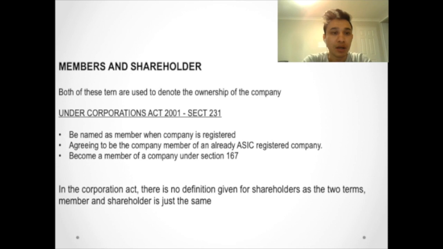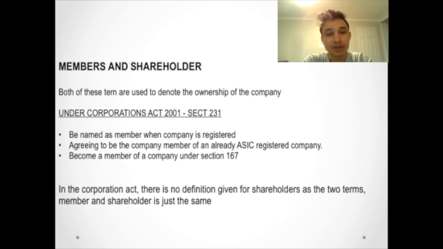Members and shareholders, both the terms are used to denote ownership of the company. In Australia, a member of the company is referred to as a shareholder. This means that the two terms are synonyms of each other and can be used similarly. Let us make a reference to the Corporations Act 2001 to understand what member means. Section 9 covers two criteria of member, that is, with regards to managed investment schemes, and the one regarding companies as is set out under Section 231.